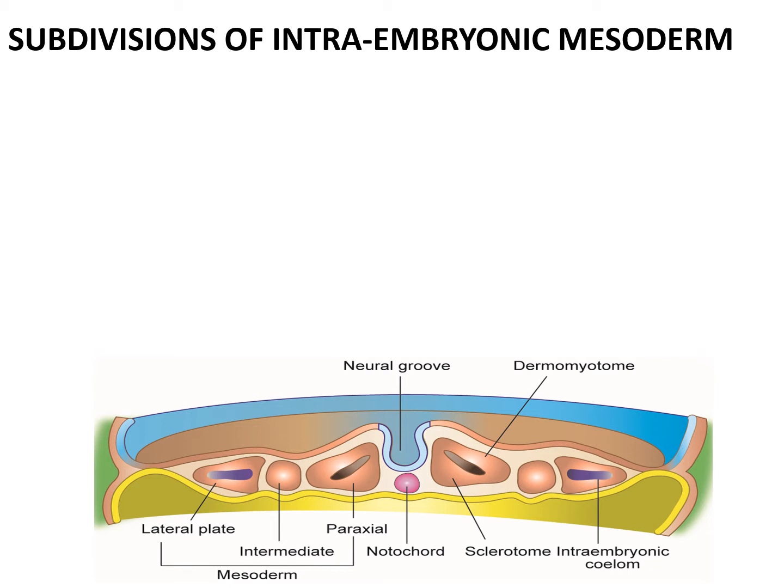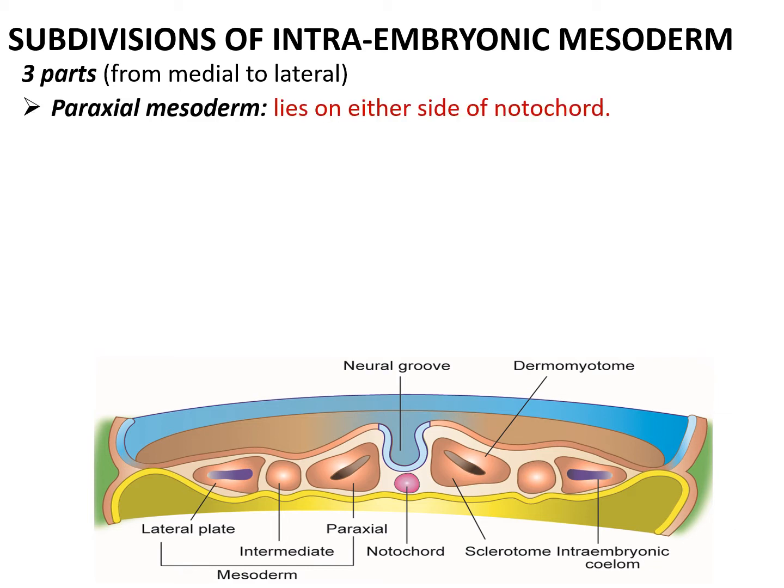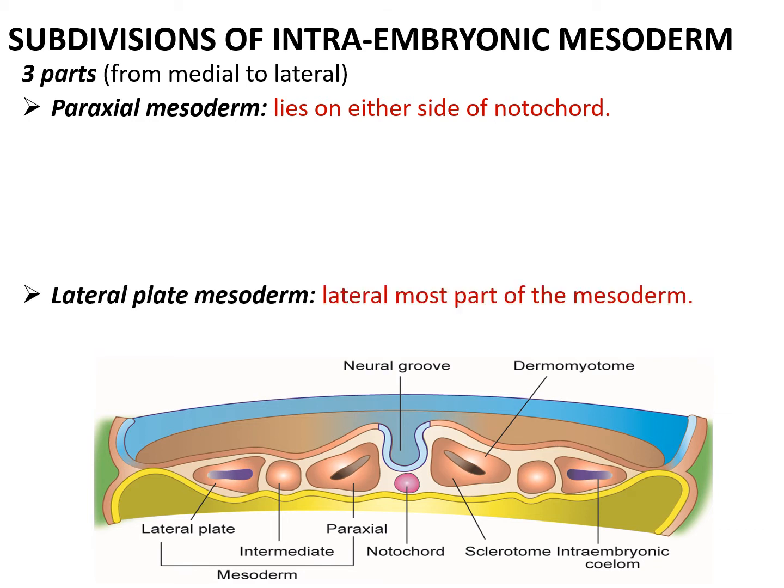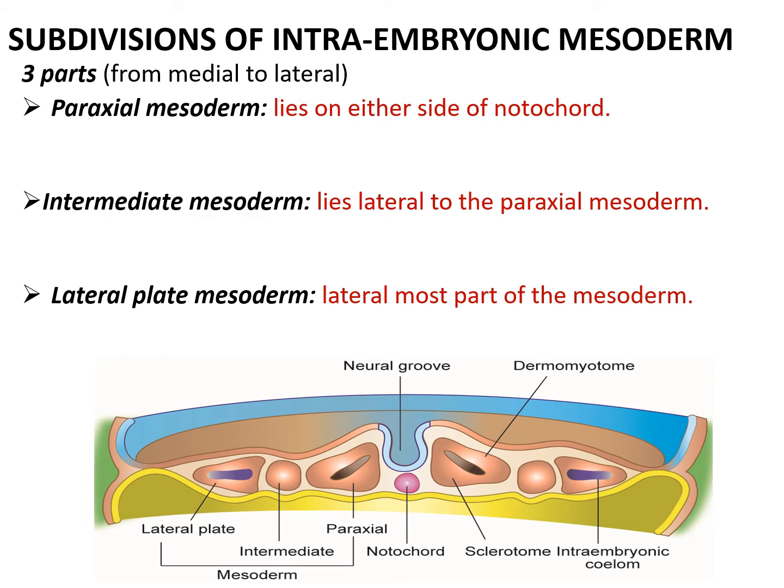The notochord is a primary inducer. It not only induces the overlying ectoderm to form the neural tube, it also induces the differentiation of the intraembryonic mesoderm into three parts. From medial to lateral, these are the paraaxial mesoderm, which lies on either side of the notochord, the lateralmost part, that is the lateral plate mesoderm, and in between these two lies the intermediate mesoderm. Thus, from medial to lateral on either side of the notochord, the three subdivisions of intraembryonic mesoderm are paraaxial mesoderm, intermediate mesoderm, and lateral plate mesoderm.